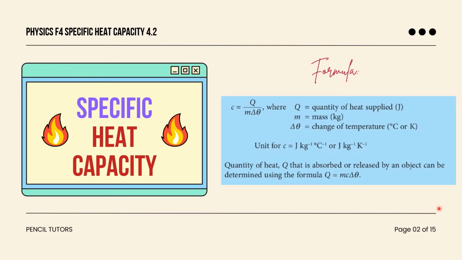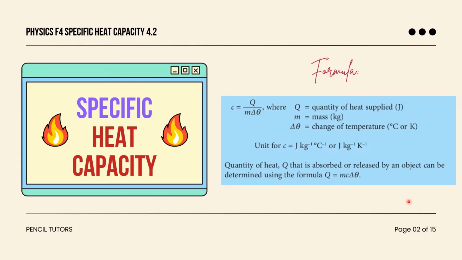The formula for specific heat capacity shows that it is equal to the quantity of heat supplied divided by the product of mass and the change of temperature. And the unit for specific heat capacity is as shown on the screen.